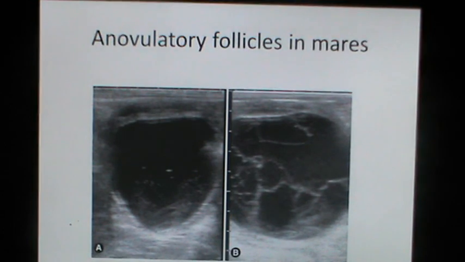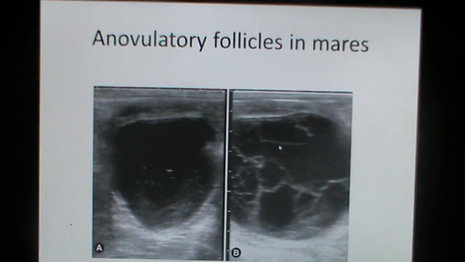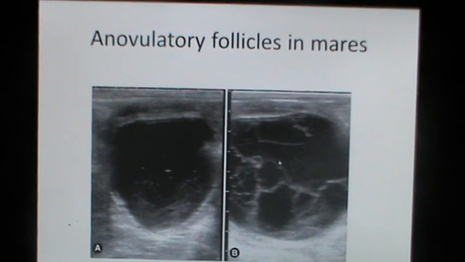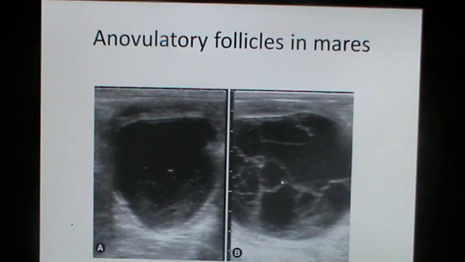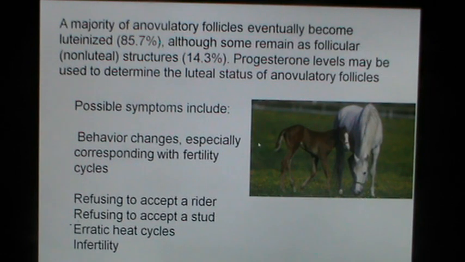Here in this ultrasound picture, you can see the anovulatory follicles in the mare. The one on the right hand side is showing specks of echogenic tissues within an anovulatory follicle. A majority of anovulatory follicles eventually become luteinized, although some remain as follicular structures. Progesterone levels may be used to determine the luteal status of an anovulatory follicle.